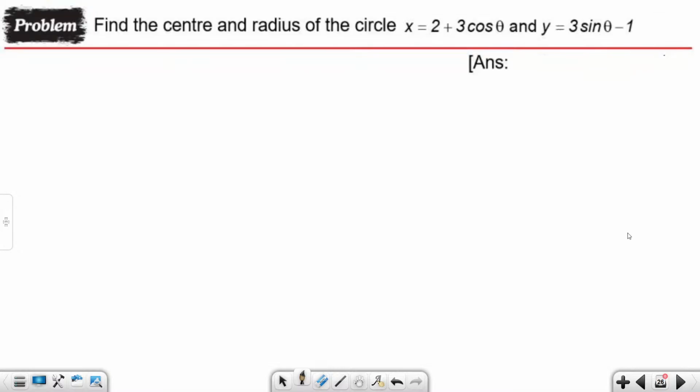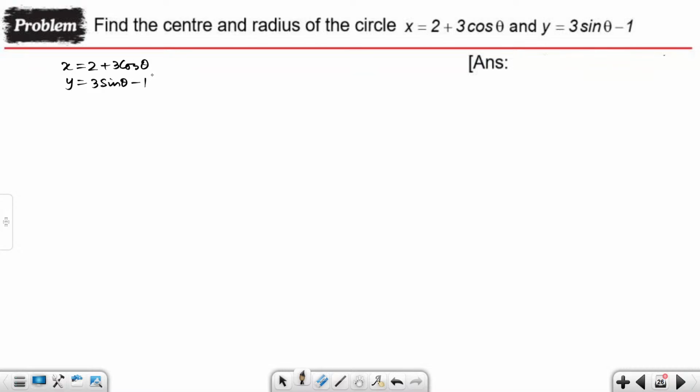Let us see this question. Find the center and the radius of this circle. This is the parametric equation given to us: x is 2 plus 3 cos theta, and y equals 3 sine theta minus 1. Again, after the class, you can download this PDF file from the description box. I will give the link of this PDF there.